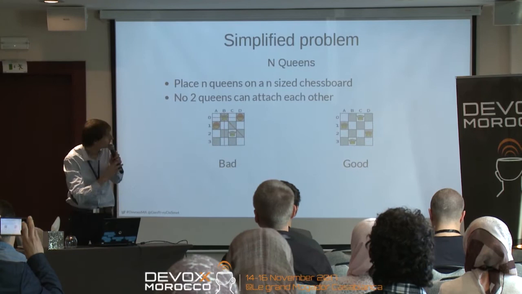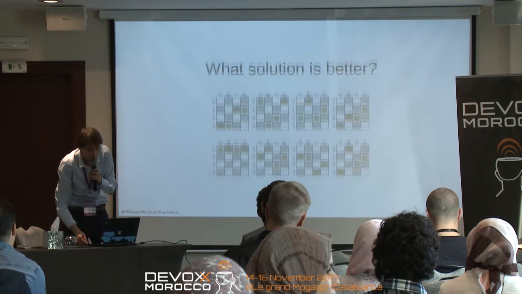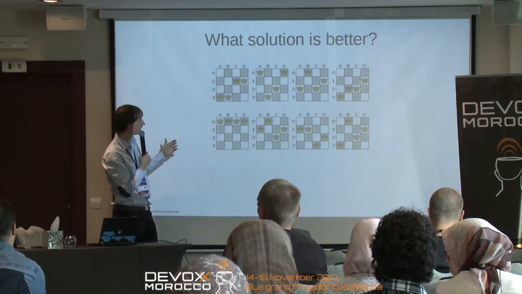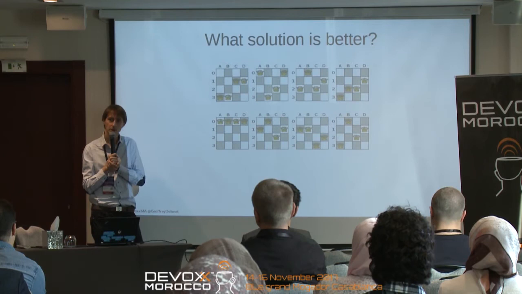And this is actually a too simple case because it only has one constraint. It's not NP-hard, you can cheat it, but for the purpose of explaining these algorithms, it's good enough. So the first thing is, of course, here we have a bunch of solutions. None of them are actually feasible. In no case can you find something where no two queens can attack each other, but are they all equally bad? No, they're not. For example, this one is very, very bad. All of the queens can attack each other, right?